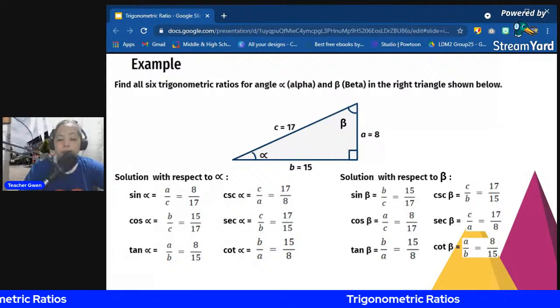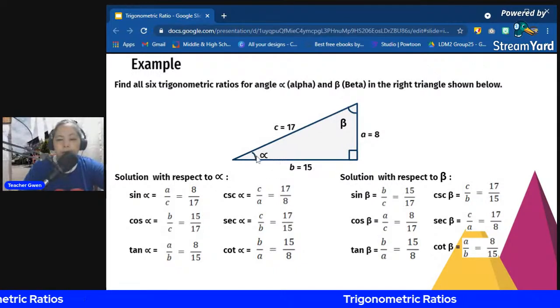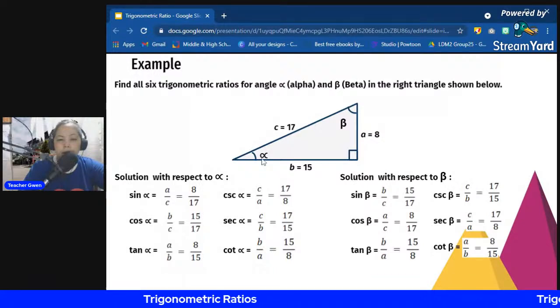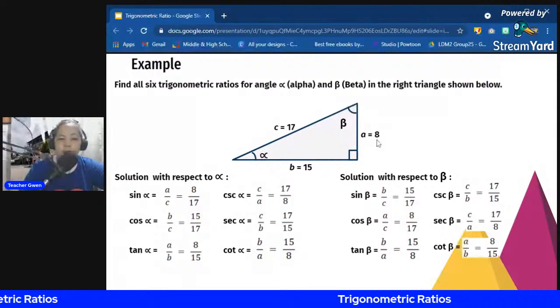Okay, tanawa ang difference, no? Tanawa ang ilang difference. So, take note of the difference. With respect to alpha and beta, depende kung asa ang placement. Lahi ang iyang opposite. For alpha, yung opposite is A. For beta, yung opposite is B. Take note of that.